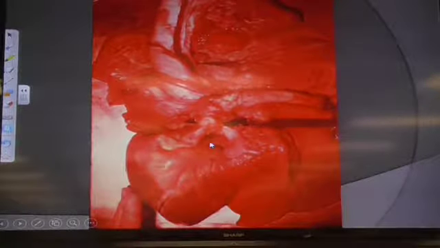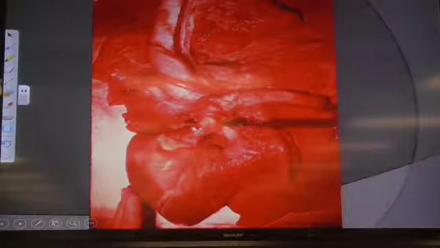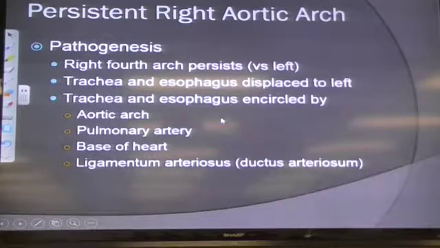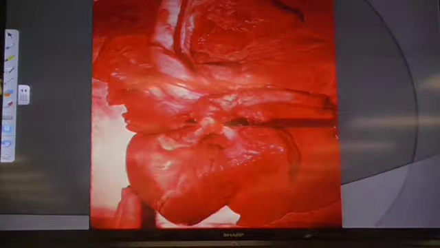This was an example of a PDA. Here's your aorta, your pulmonary artery, and this big dilated connection between the two. And I just noticed this knife. This knife is propping it up so you can see it, but it's right there. Okay, any questions about PDAs?